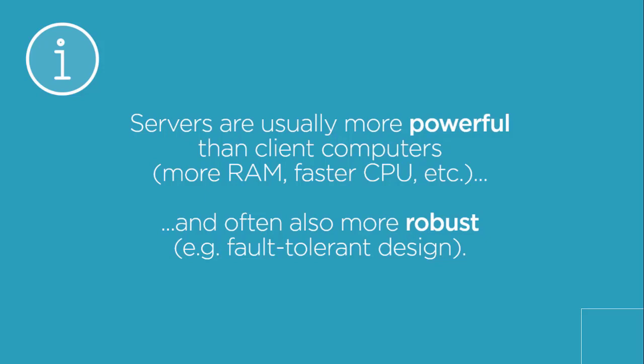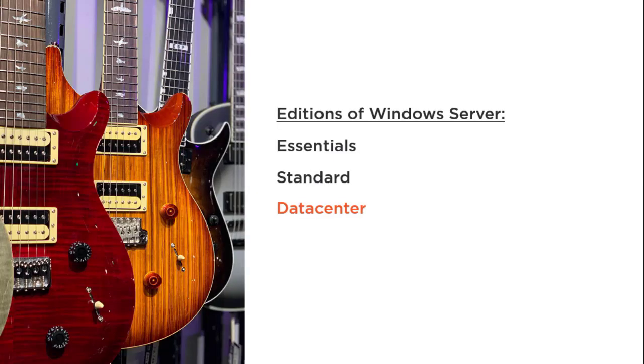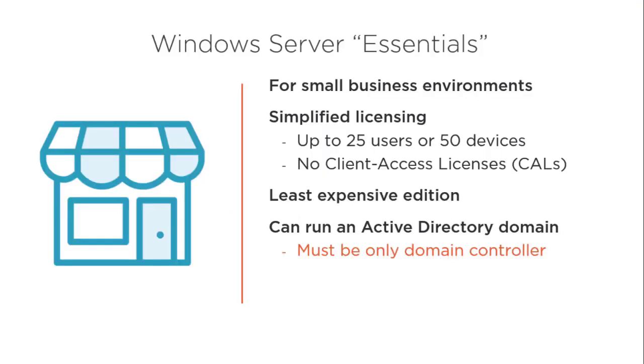We have two power supplies, and multiple RAID levels for fault tolerance. Editions of Windows Server. Now we look at what editions are available for Windows Server. There are basically three editions of Windows Server 2019. One is called Essential, another is called Standard, and the third is called Datacenter.